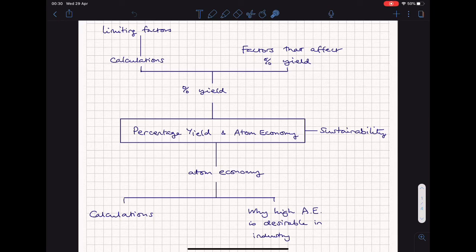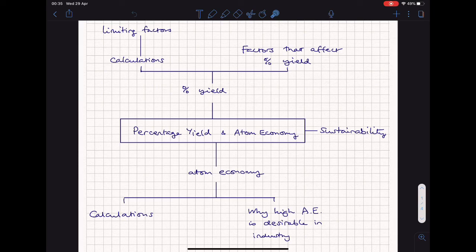So we come to the end of this video for percentage yield and atom economy, and we just looked at how to calculate atom economy. We also looked at why it's desirable to have high atom economy in industrial processes to reduce the waste that's produced, as any waste produced will have some sort of impact to either the environment or cost of disposal.